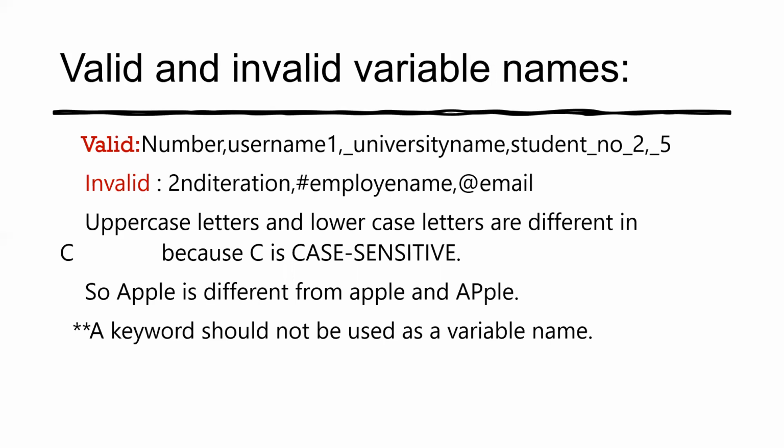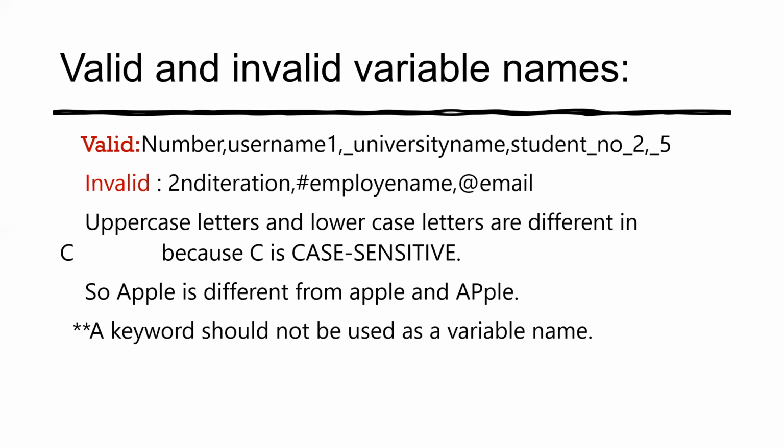Whereas coming to invalid names, 2nd_iteration, as it is starting with a number, the compiler will throw an error because it is not a valid variable name. It should not start with a digit. Here, #employee_name: hash is another special character. Only underscore should be used. No other special character should be used, so it is also invalid. @email: the at-the-rate symbol should not be used in variable name declaration. So I hope you're clear with the rules to write an identifier.